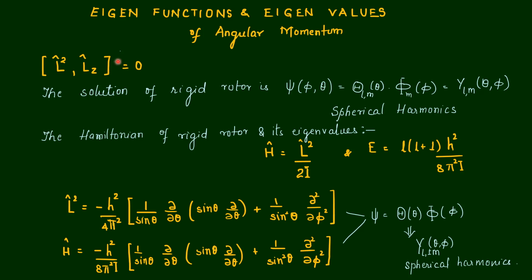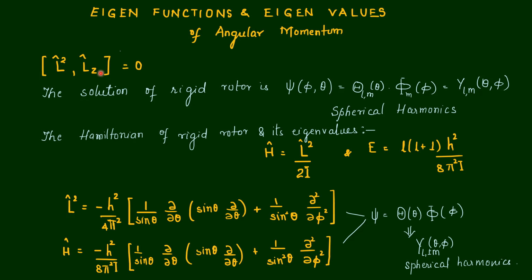Dear students, in this video we are going to learn about the eigenfunctions and eigenvalues of angular momentum. In the previous video we have seen the various commutation relations and we have seen that the various components of angular momentum do not commute with each other. That means they cannot be simultaneously specified. But the total angular momentum commutes with any component of angular momentum.